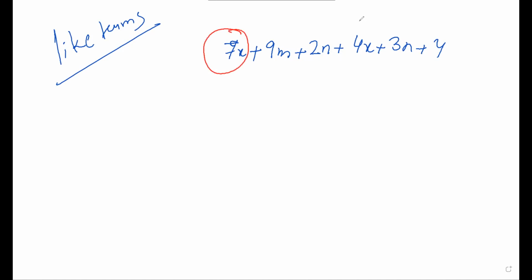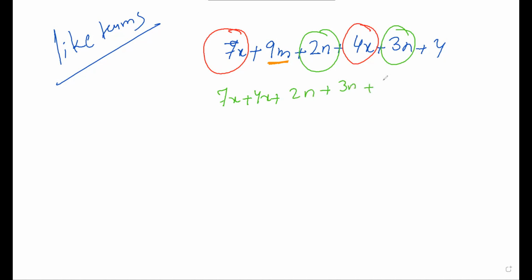7x with what? Where do you think same family comes? 7x with 4x. Very good. Excellent, because x and x. Next. 9m and 9. No, it only doesn't have a partner. So come to 2n and 3n. Very good. So let me write 7x plus 4x plus 2n plus 3n plus 9m is alone.